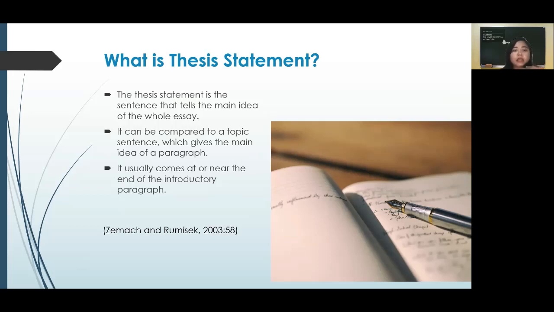It usually comes at or near the end of the introductory paragraph, not like the topic sentence, which comes first as the first sentence in a paragraph. The thesis statement usually comes at or near the end of the introduction paragraph. Remember that. That's about the thesis statement.